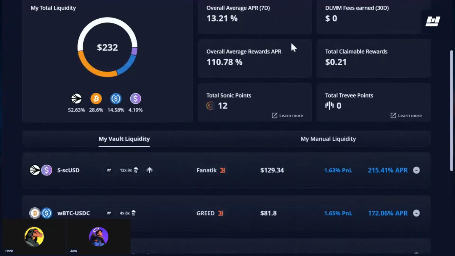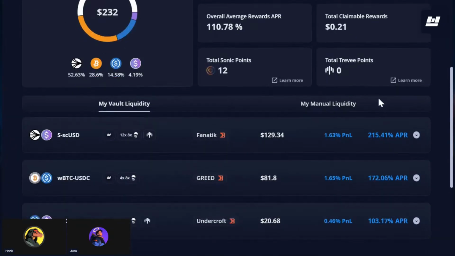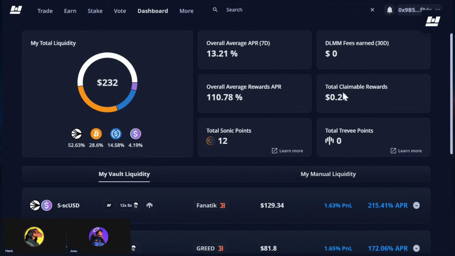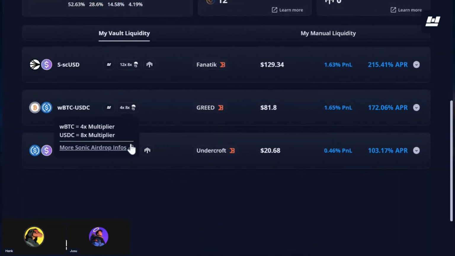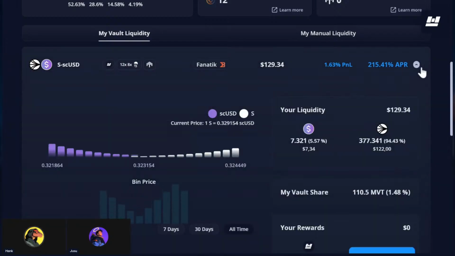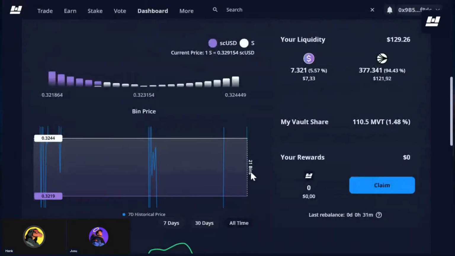And then this is all still just total Sonic points. Trevi points would be here. I'm just deploying now, so it's not showing much yet. And you can see claimable rewards. And then you have your vault positions, where you see if they're profitable, how they're doing, and you can just open them up and directly have the most important information.